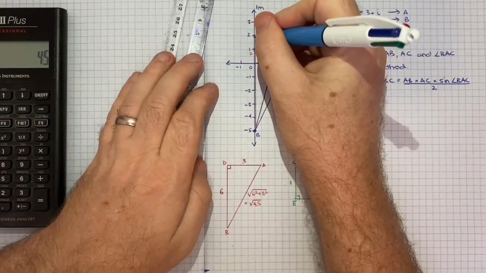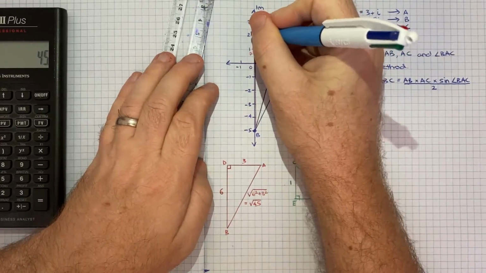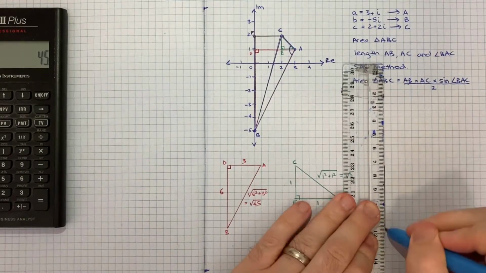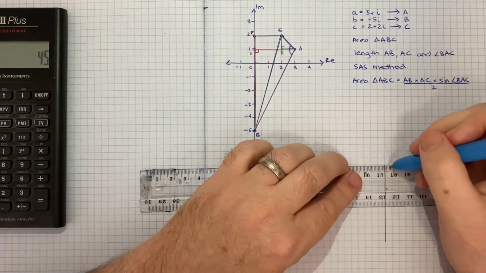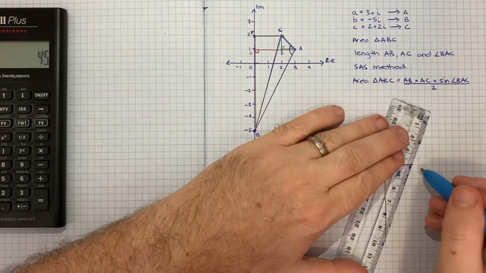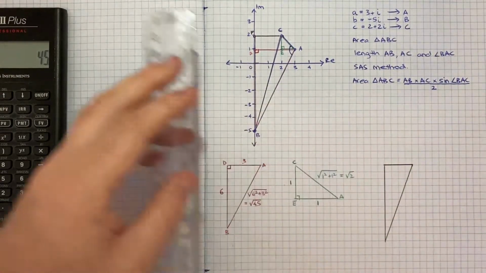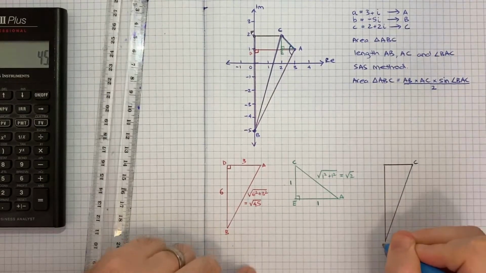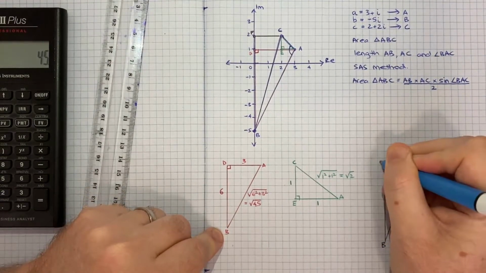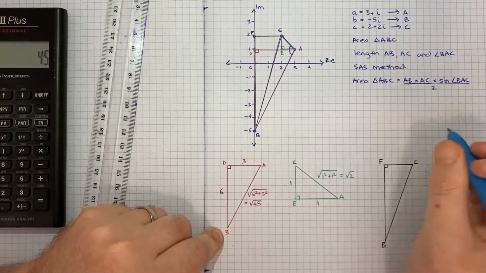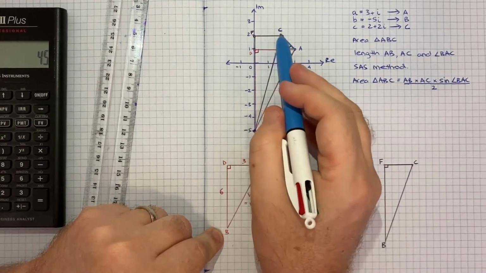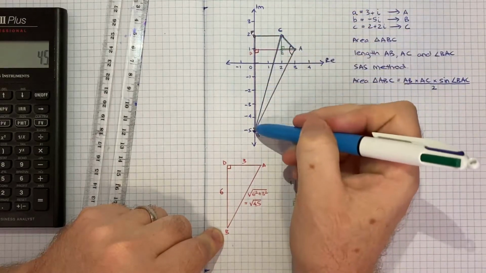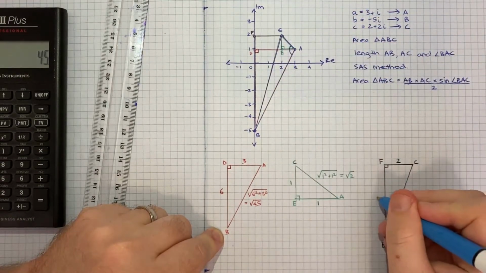And I might call this point F. So again, drawing this up, we've got point C, point B, and point F with our right angle. Here we can see the distance between F and C is 2 units. The distance between F and B is 5 plus 2, which is 7.